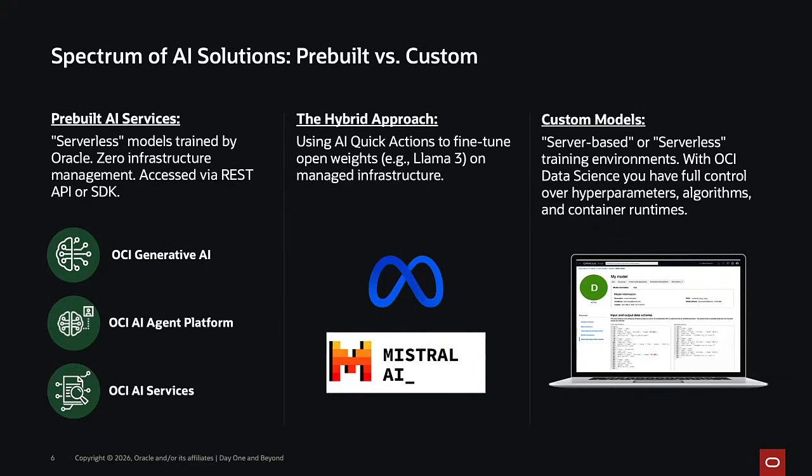And if you look in the middle, this is the hybrid approach. So you get a little bit of both. This is where you can use things like AI Quick Actions. So for when you want to take an open source model like Llama 3 and fine tune it with your data, but you don't want to manage the underlying infrastructure. So it gives you the customization of the right side with the ease of use on the left side. And depending on what your use case is and what type of data you have, and even the skills that your team has, different approaches may be better for you and your organization.